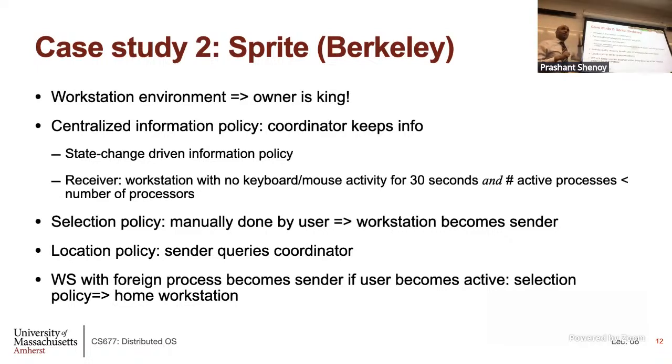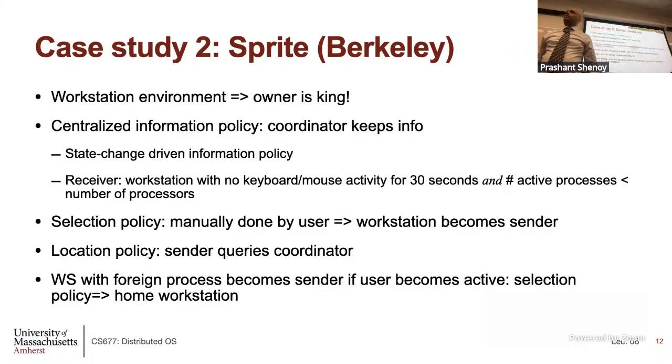Okay? First thing is, let's try to go through our approach and look at how things work. So in this case, rather than in the V case, remember the Stanford V case, the load was broadcast to all of the machines. So each machine had a table which said this is the load on the machine. Okay? In the Sprite case, there was a coordinator, a single machine. All the load information was sent to that central coordinator. Okay? So the coordinator, and only the coordinator, actually had knowledge about the load on all the machines. Okay. So that is the information policy, and it was still state change driven.